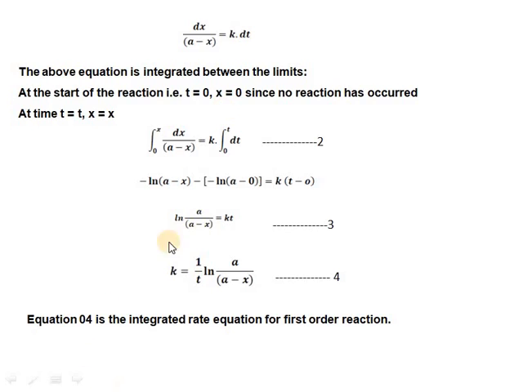Then by rearranging this equation, k is equal to 1 upon t into ln a upon (a minus x), equation 4. This equation 4 is the integrated rate equation for first order reactions.